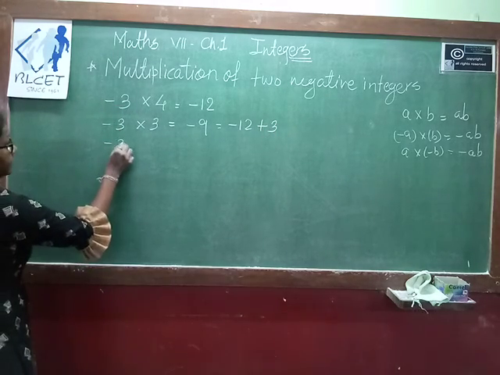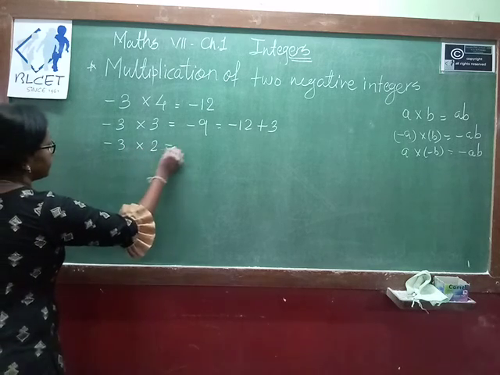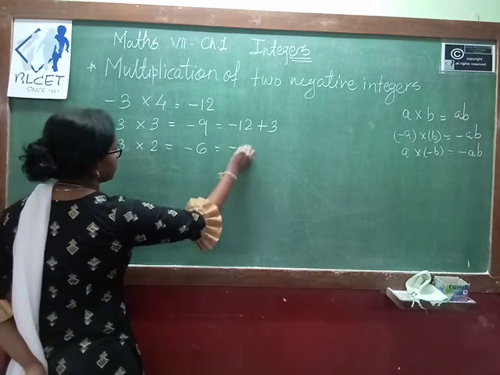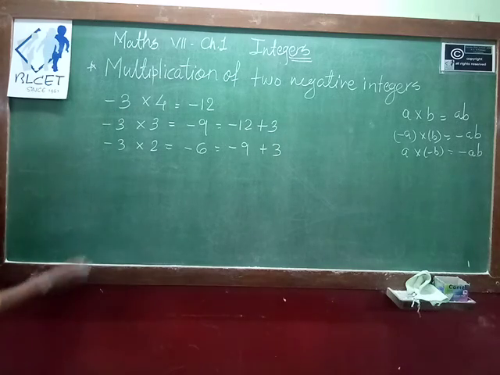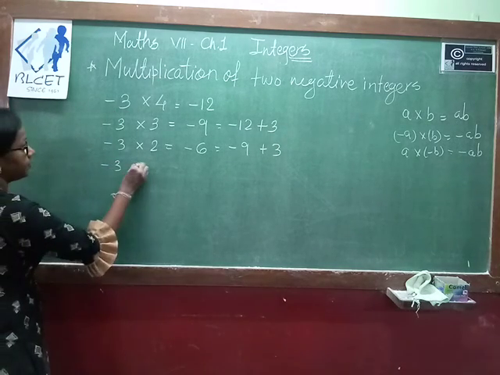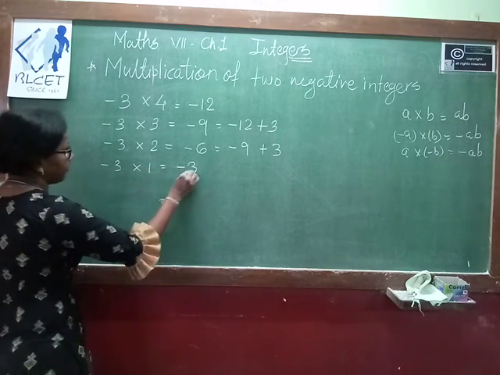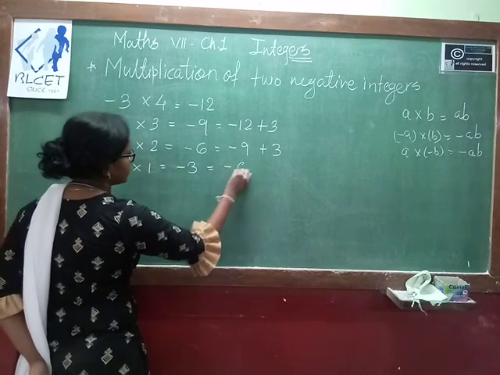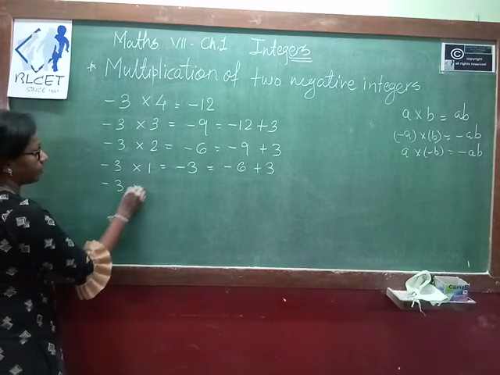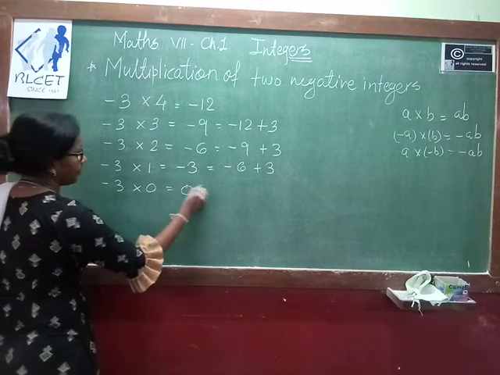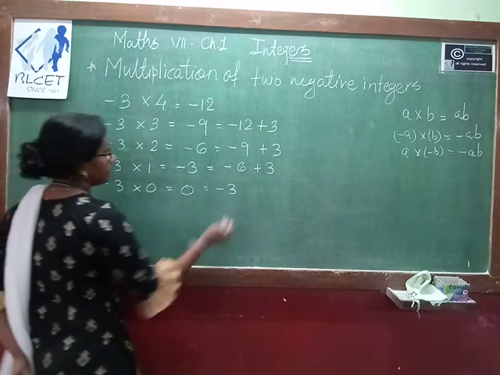Now if you have minus 3 into 2, what is the answer? Minus 6, which means minus 9 plus 3. Suppose you have minus 3 into 1. What is the answer? Minus 3, which is equal to minus 6 plus 3. Minus 3 into 0, what is the answer? 0, which is equal to minus 3 plus 3.